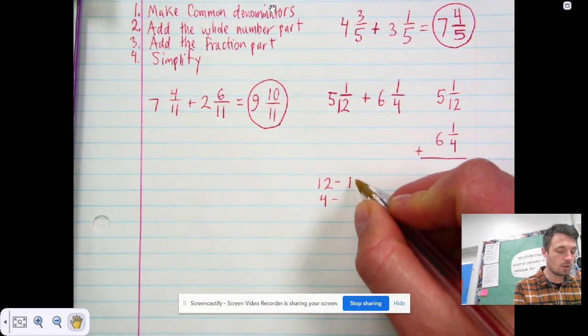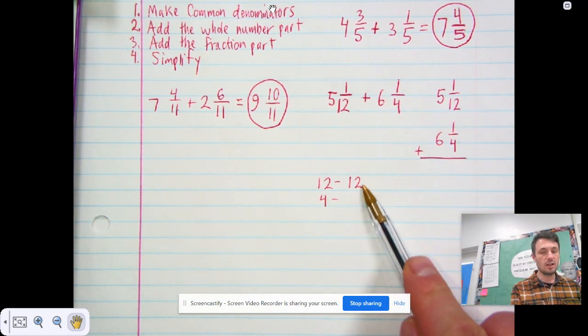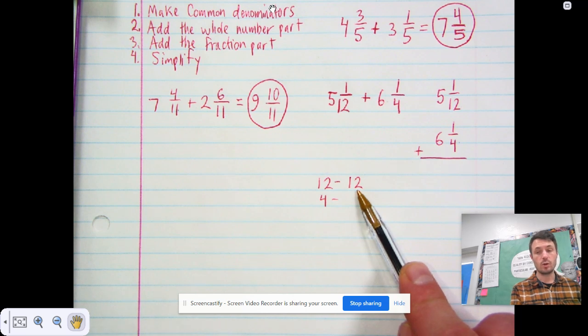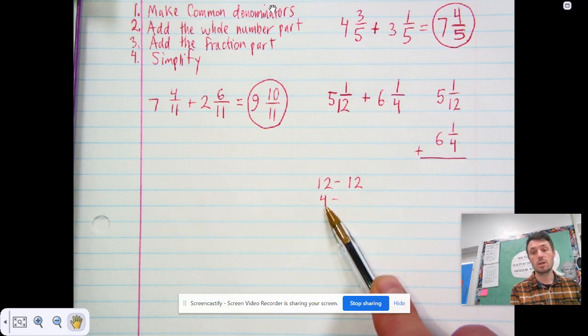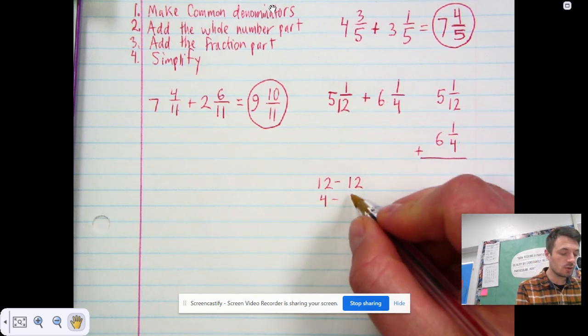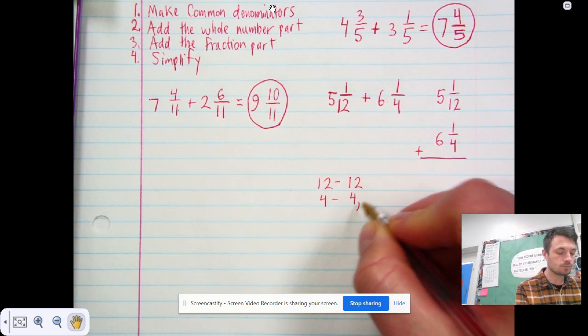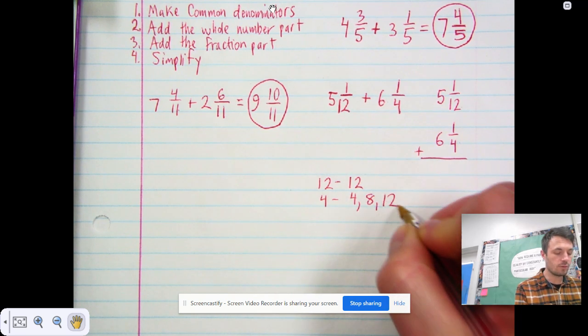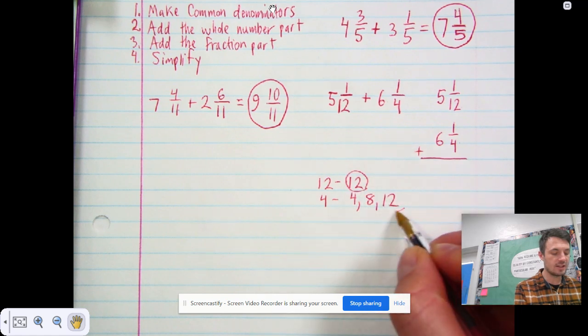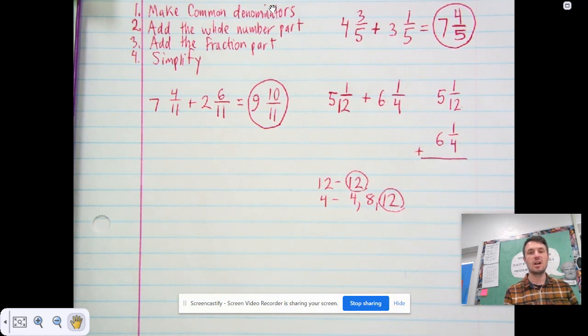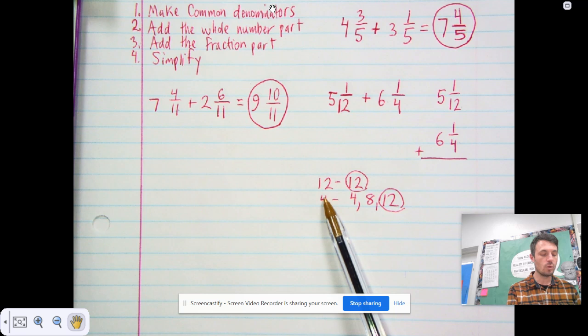So we count by 12s, and we're not going to have to count any farther than the first multiple of 12, which is 12, because we know 12 is a number we will get to if we're counting by 4s. 4 is a multiple of 12. So now we count by 4s, 4, 8, 12. So we can see that 12 is the LCM, the least common multiple of 12 and 4.